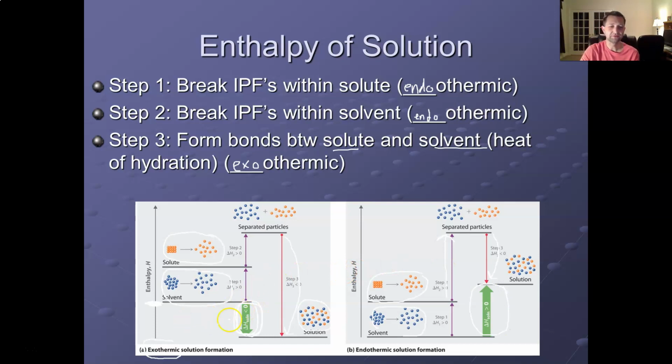A net release of energy is favorable. A net input of energy is not very favorable, but there's something else going on here that we'll talk about in our thermodynamics unit that allows this to happen, even though it's not favorable in terms of enthalpy. So you need to understand the difference between solute and solvent, and whether it takes energy to break or form your interactions. It's always endothermic to break, exothermic to form. How much is required to do each determines the enthalpy of solution.